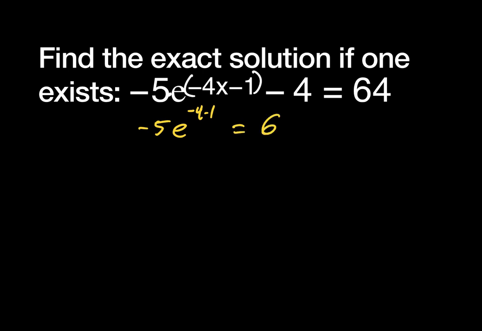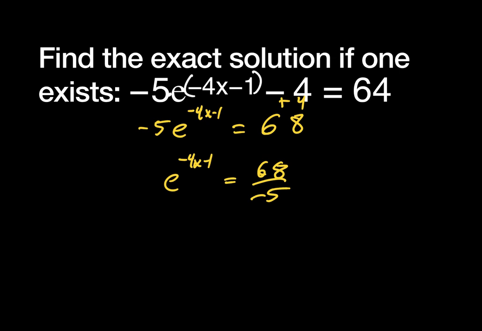Equals 68, because I add 4. Oh, I somehow forgot to write my x and my exponent up there. It's negative 4x minus 1. Divide by negative 5. Which can't be reduced. I'll just leave it like that.